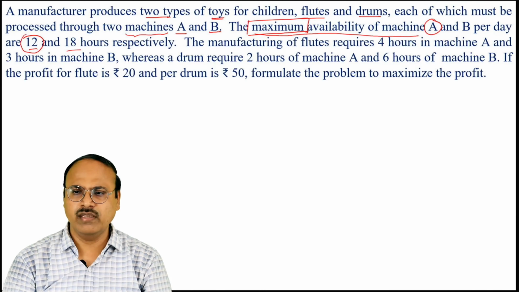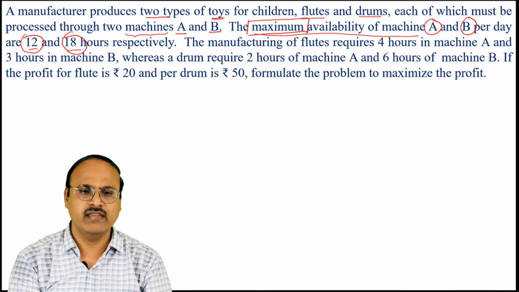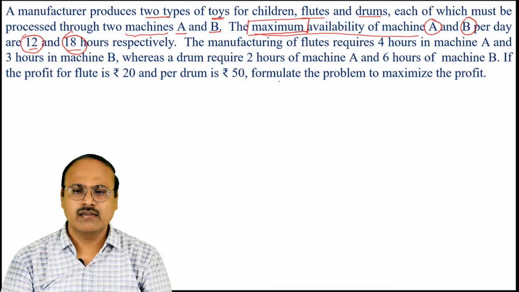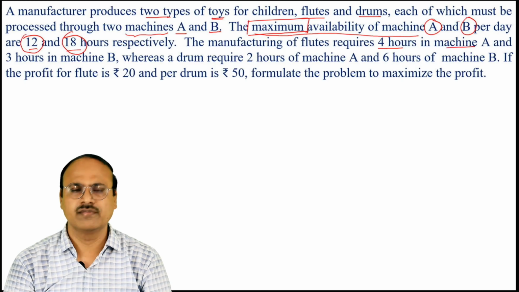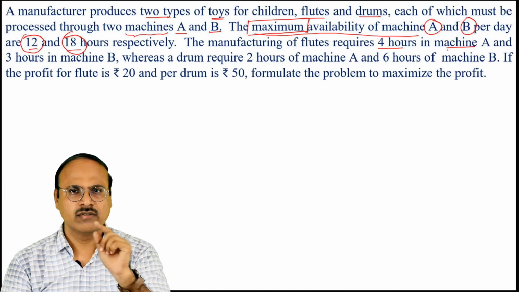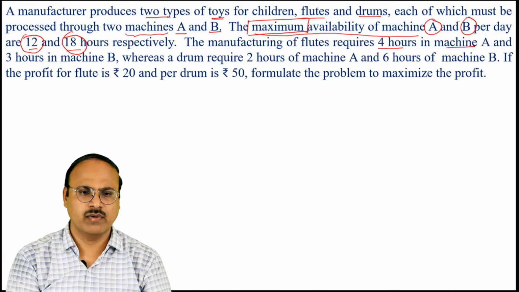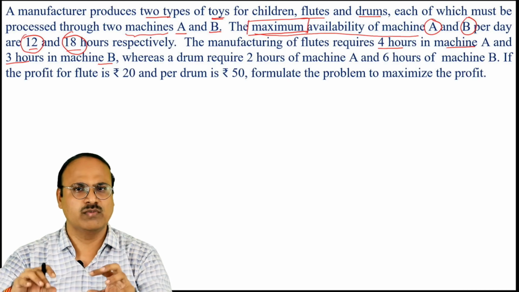Similarly, the machine B can work for a maximum of 18 hours. The manufacturing of flutes requires 4 hours of machine A. So for manufacturing a flute, 4 hours of machine A is required and 3 hours of machine B is required. So a flute can be manufactured by the combination of two machines.